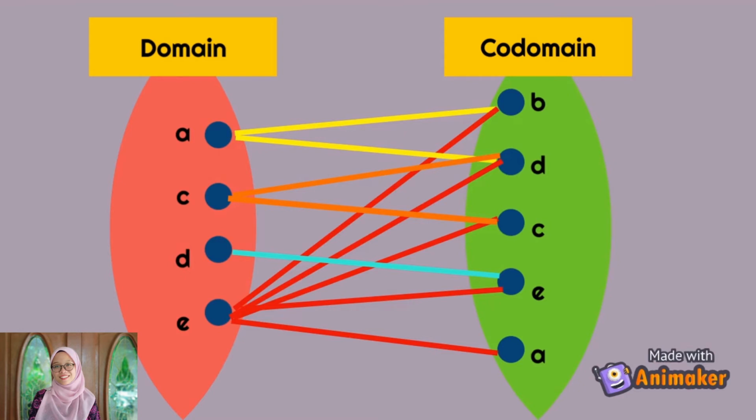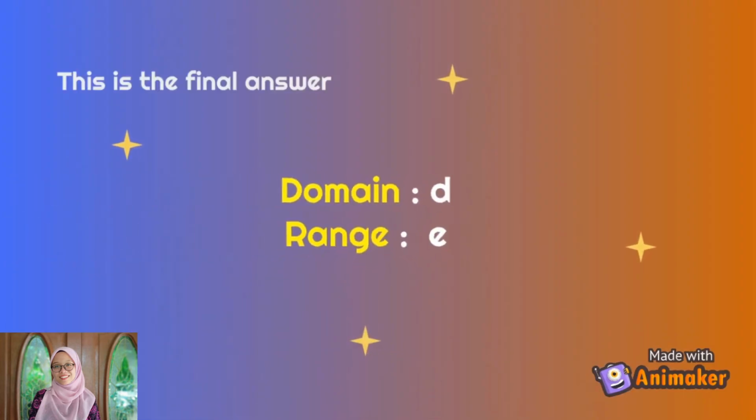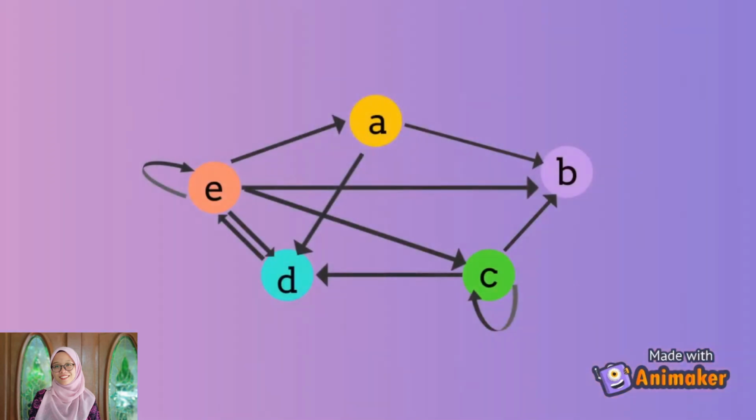The important thing you need to memorize is only one domain can have one codomain and one codomain can have many domain. So only domain D have one codomain, which is E. So this final answer is domain is D and range is E. Next, move to the next question, which is to identify whether it is antisymmetric or not.